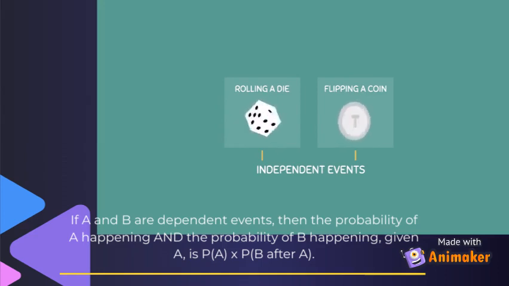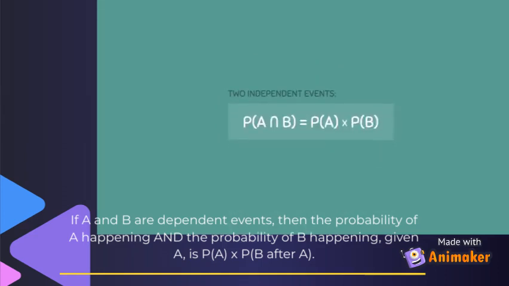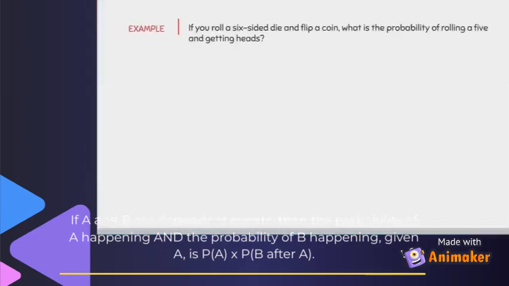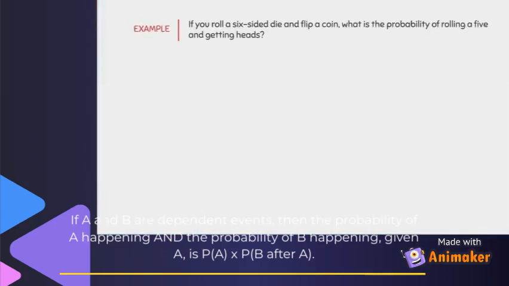To calculate the probability of two independent events happening together, you can use this formula, where the probability of A and B is equal to the probability of event A times the probability of event B. Let's do an example. If you roll a 6-sided die and flip a coin, what is the probability of rolling a 5 and getting heads? The first thing we should do is write down the formula. But in order to use this formula, we need to know the probabilities of each event.